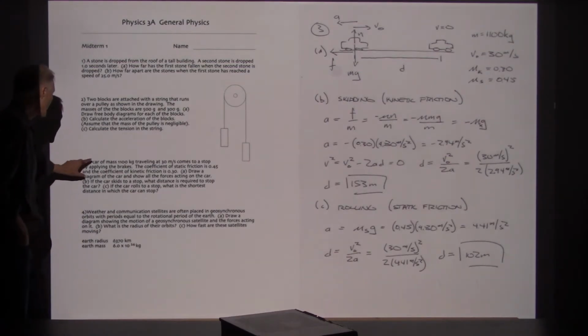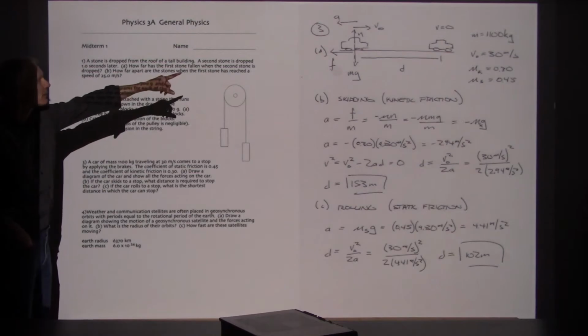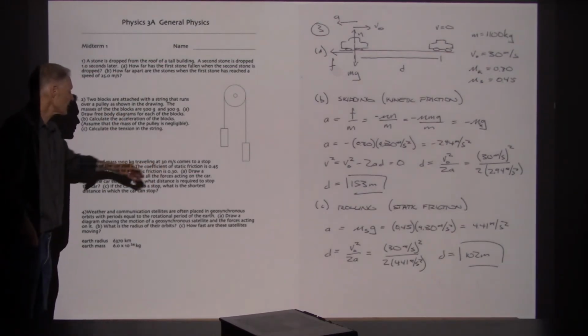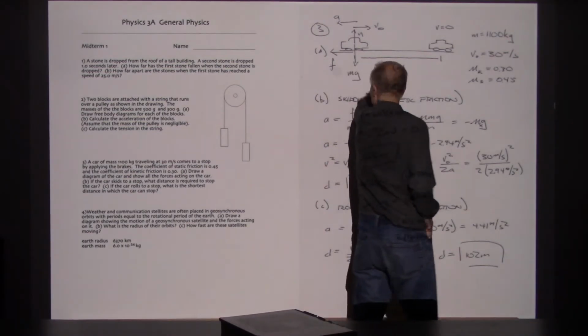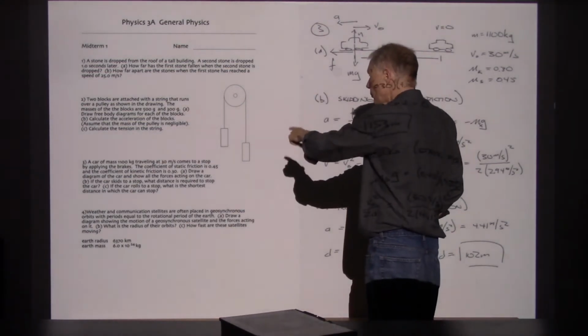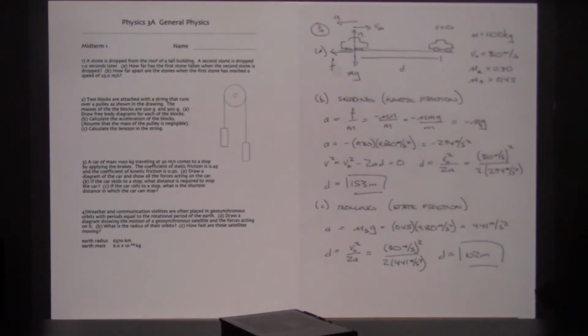Here we've got a car. Mass is 1,100 kilograms. Velocity 30 meters per second. So I'm writing everything down. Here is my diagram. And in fact, yeah, part A says draw a diagram of the car and show all the forces acting on it.